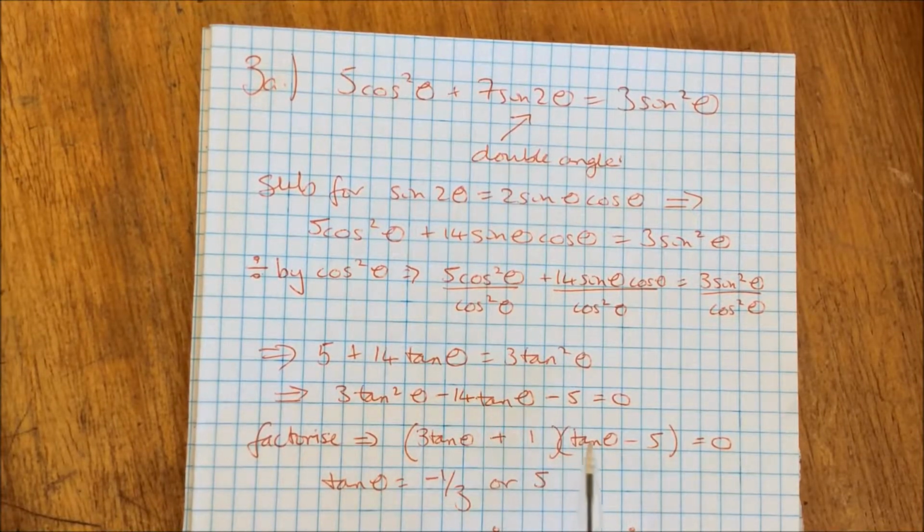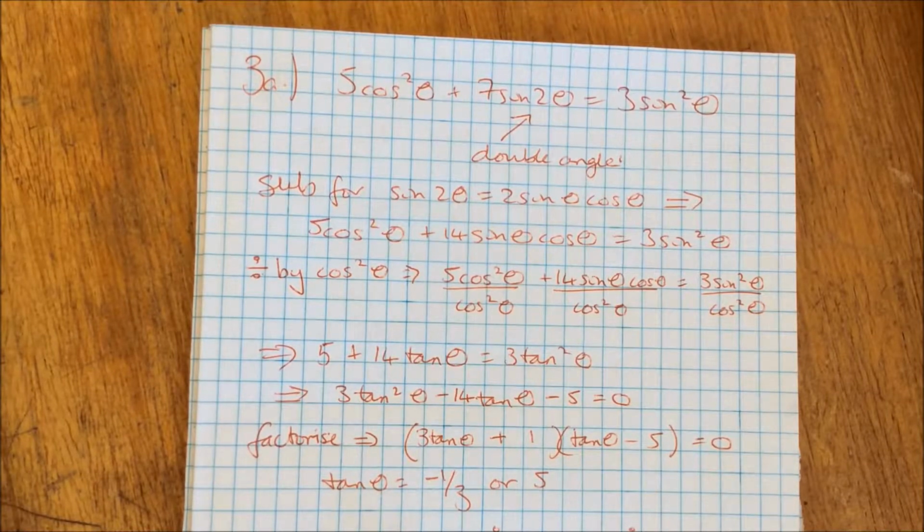Rearrange it to get it in the quadratic form: 3 tan squared theta minus 14 tan theta minus 5 equals 0. It'd be pretty harsh of them to give us one that doesn't factorize. This one does. It goes into (3 tan theta plus 1)(tan theta minus 5) equals 0. So obviously tan theta equals minus a third for that bracket, or tan theta equals 5 for that bracket.